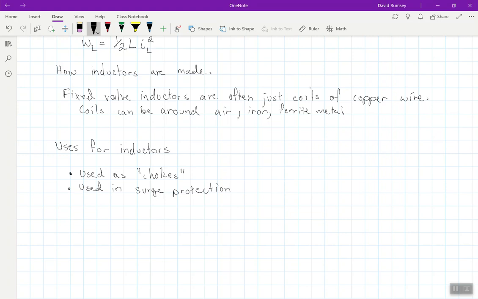So they're often used as chokes, is what they're sometimes referred to, and used in what's referred to as kind of surge protection. You probably have all heard of this. We all have power strips at home that are surge protected, and what does that mean? Well, it means it's protecting against surges both in current and in voltage.